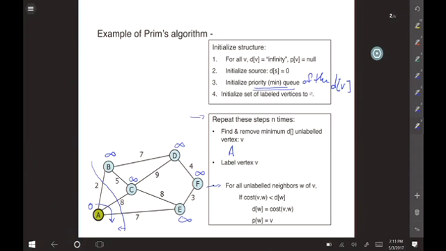Because these are the D's associated with each vertex, we initialize them, and the first step says find and remove the minimum D unlabeled vertex. They're all unlabeled. The values inside the priority queue are 0 and a bunch of infinities. Okay? Does that clarify it? So 0 is less than infinity to answer the question.